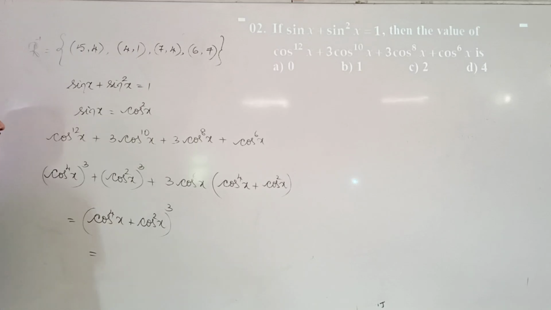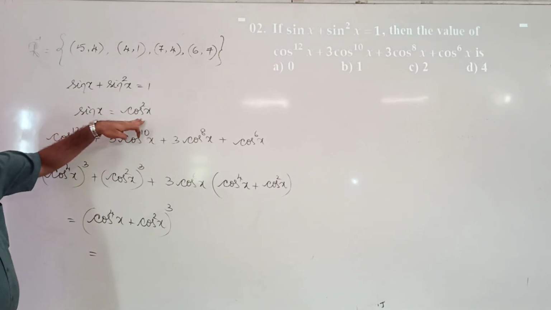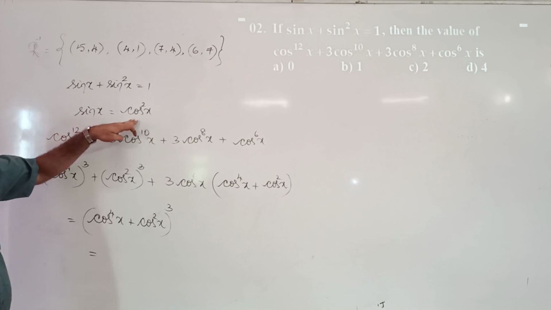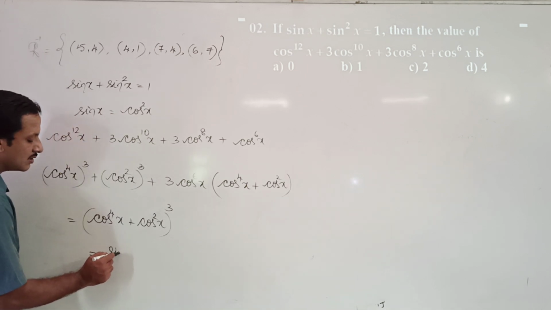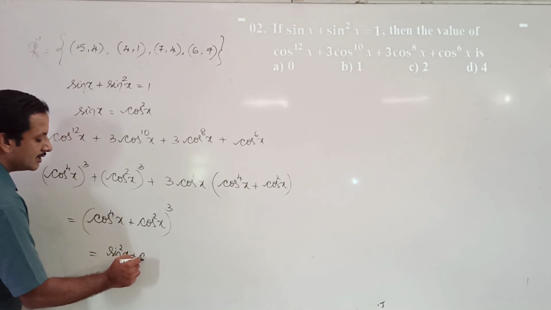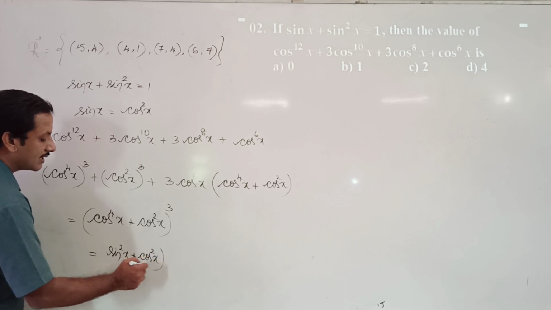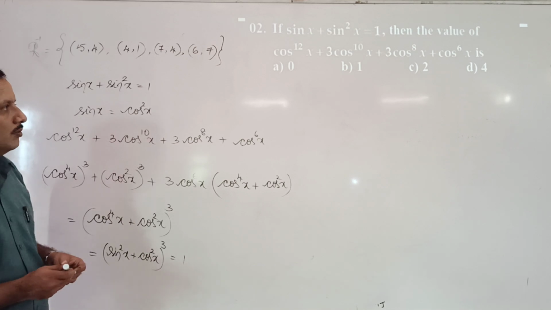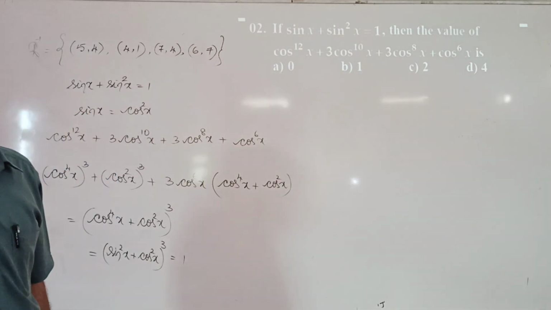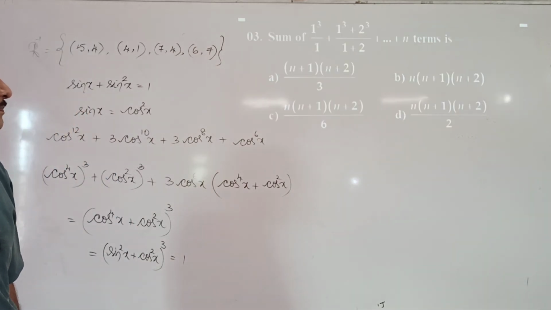Okay, that's equal to cos power 4x. See here we have obtained sin x equal to cos square x. So cos square x is sin x. Square is cos power 4x, which is nothing but sin square x. So you will get sin square x plus cos square x is equal to 1. 1 cube is equal to 1. So second option is the right answer.